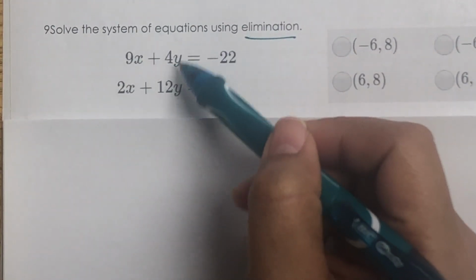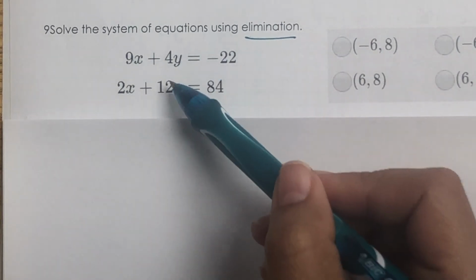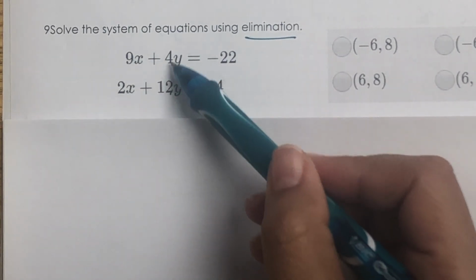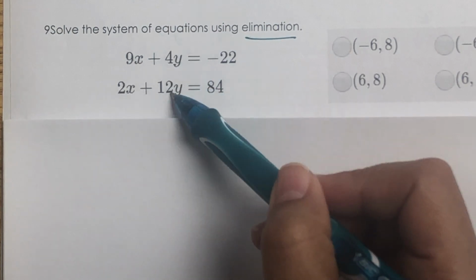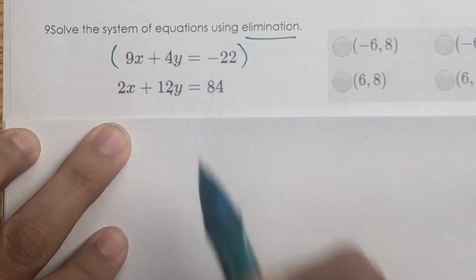Remember, by elimination, you need to eliminate one variable, which means you need to make one of them the same but opposite. Can I make 2 become 9? No. Can I make 12 become 4? Yes. Actually, I'm going to go the other way. Can I make 4 become 12? Yes. By multiplying by what? What number times 4 will give me 12?